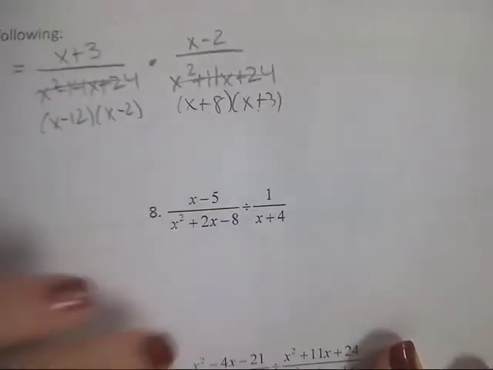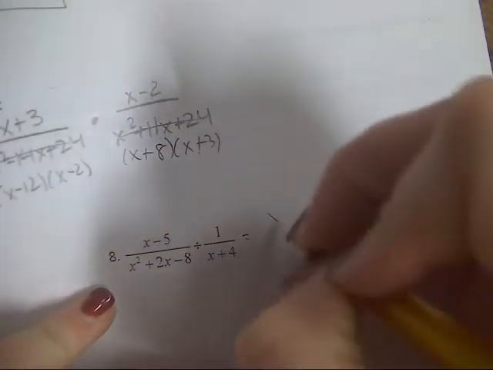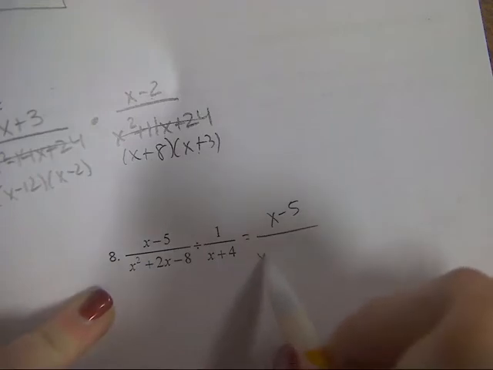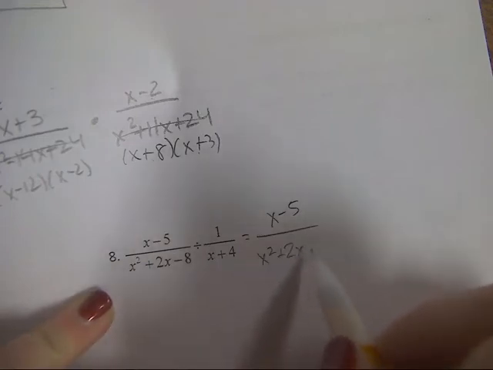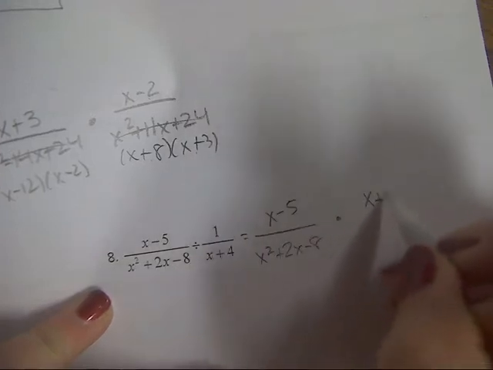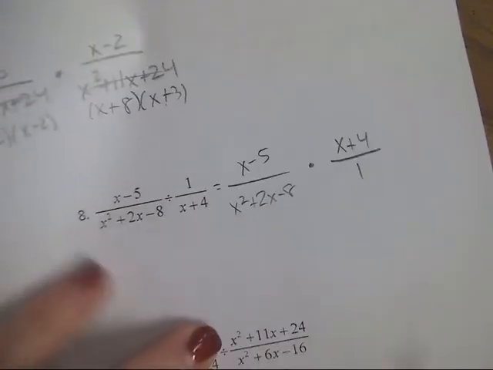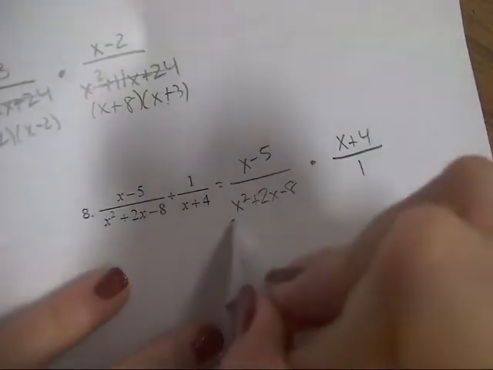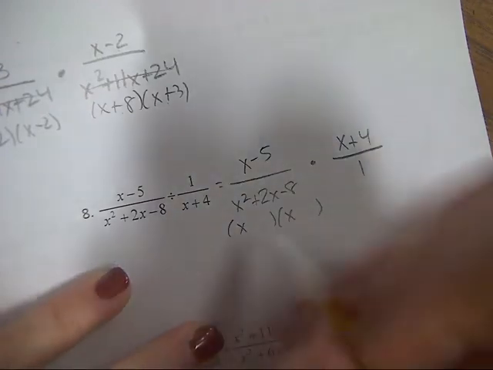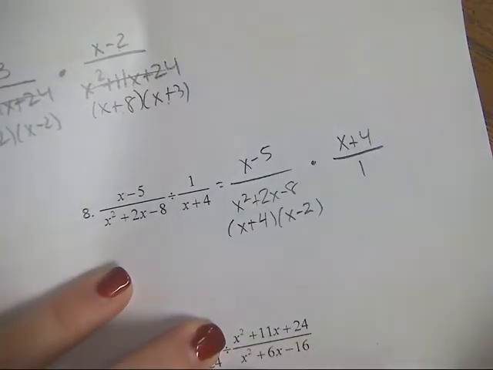All right, number 8. Again, first thing I'm going to do is to flip our second rational function. So we're going to make it x plus 4 over 1. Now I'm going to factor anything that I can. I can factor this one. So what are two things that multiply to give me negative 8 but add to give me a positive 2? It's going to be positive 4 and negative 2.